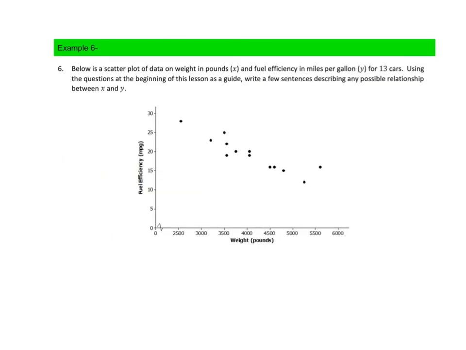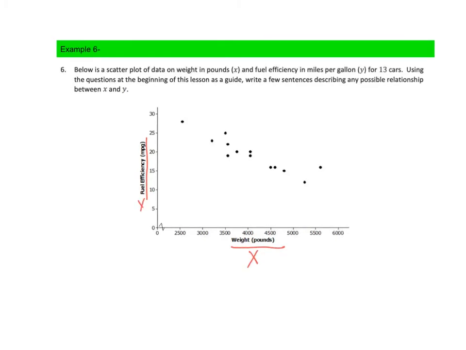All right, with example 6, we're going to go a little deeper with describing our relationship. Instead of having those 3 questions to prompt us, we're going to make our own answer based on those questions. It says, below is a scatter plot of data on weight in pounds and fuel efficiency in miles per gallon for 13 cars. Using the questions at the beginning of this lesson as a guide, write a few sentences describing any possible relationship between x and y. Remember, this is our x, this is our y.